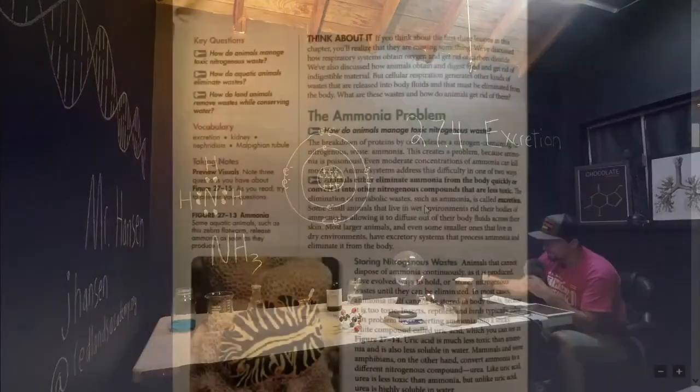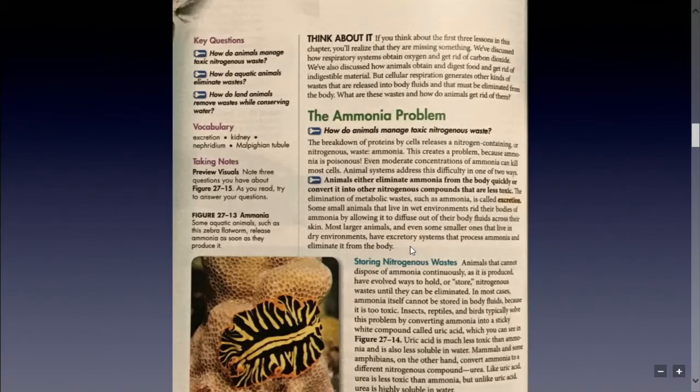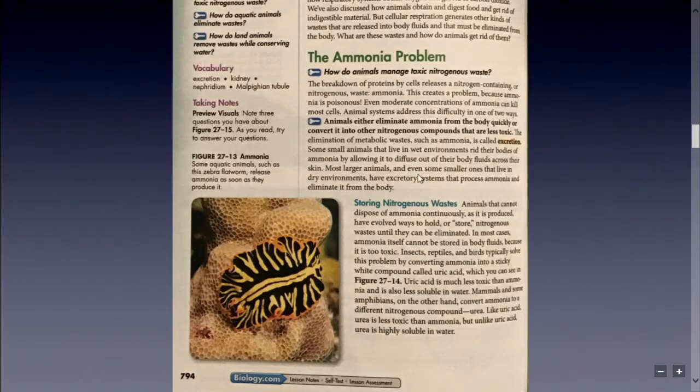So basically, let's get back to the lecture here. Basically, if you're going to make some compound that's less toxic and store it for a little bit, you have a couple different ways of doing that. So one of the ways, for example, insects and reptiles and birds, is they'll make what's called uric acid. Uric acid. It's much less toxic. Also, less soluble in water.